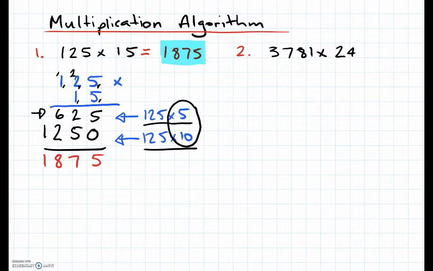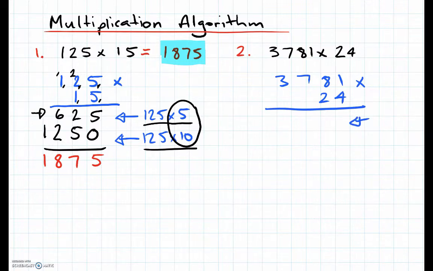So let's have a look at example number 2 now. I'm going to do 3,781 multiplied by 24. 24, not 27. And I make sure that my units go under my units and my tens under my tens. And again, I'm going to have two rows of working out.